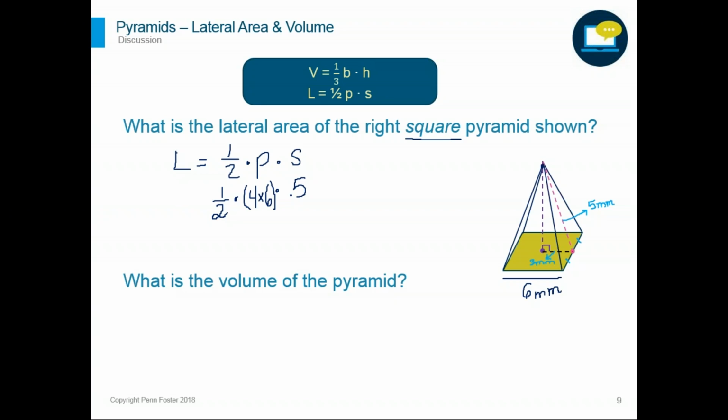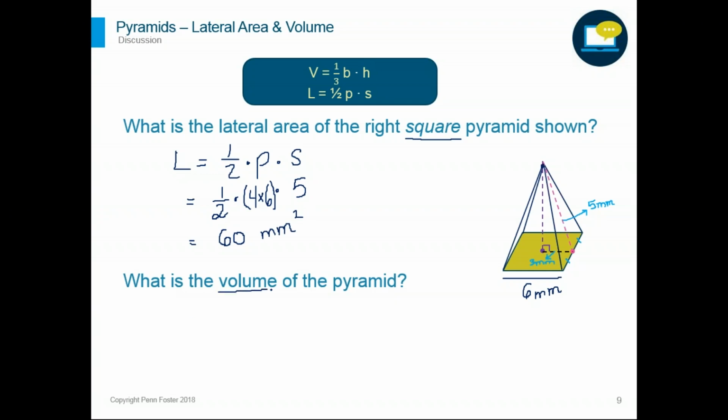Multiply these values together. So you're going to do 4 times 6, and then half of that, and then times 5. You can do the mental math, or if you'd like to use a calculator, you're able to do that. So at the end, you will find that the lateral area of this given pyramid is 60 millimeters squared.